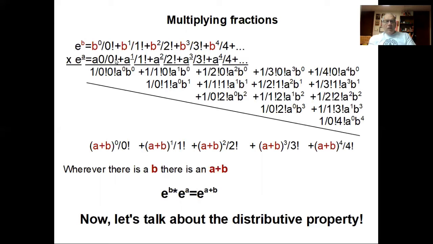And now we use the distributive property to multiply these out, which would result in this as an answer. And you already trusted us on this, but now we notice that this pattern here is the same as the pattern for e to the b, except wherever we saw a b, we have an a plus b. So we just replace that by a plus b, and we get e to the b times e to the a is equal to e to the a plus b. That's all there is to it. You only had to trust me on one thing.